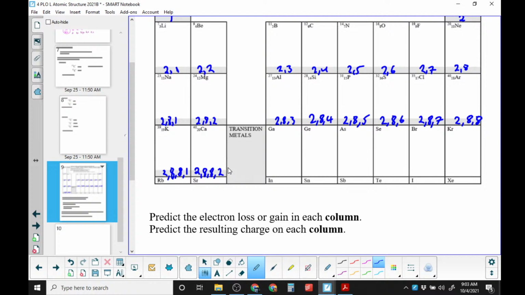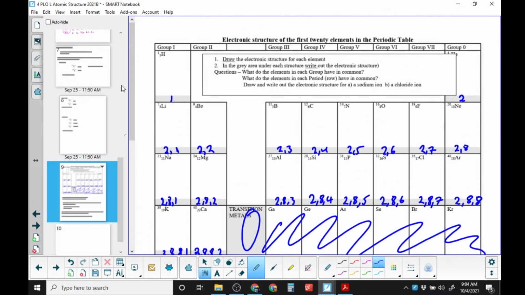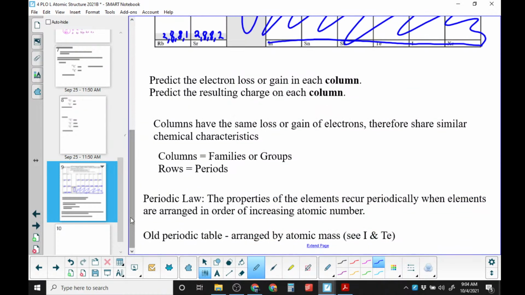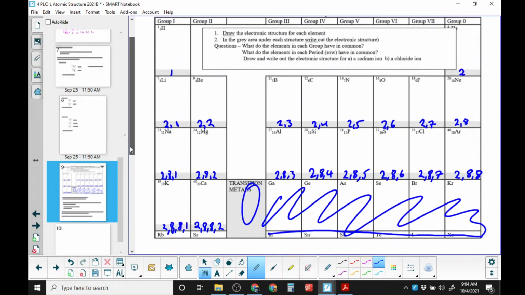The reason I asked you to stop here is this is where the transition metals start. For that we'd be at 2, 8, 8, and then here we would have like 12 or something. Right now I want just the simple electronic structure to do some basic things, so we don't need to do that. So we're going to cross all that out. Now we can answer all of these questions. Predict the electron loss or gain in each column.